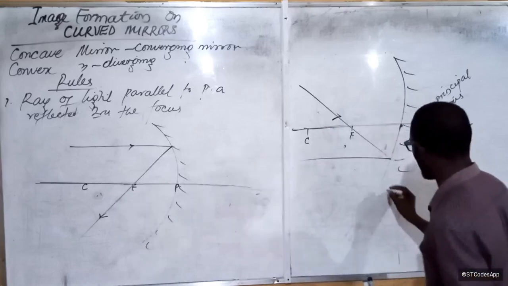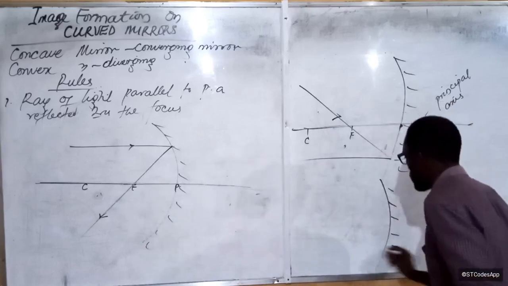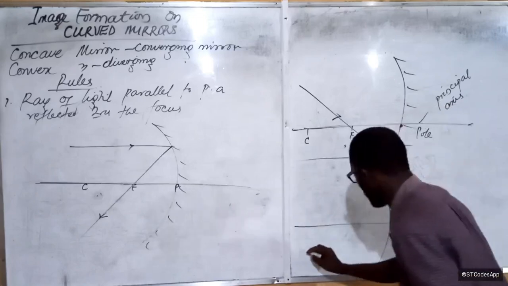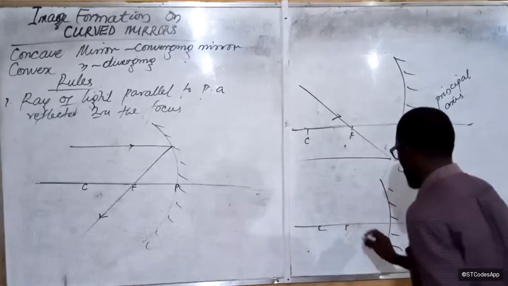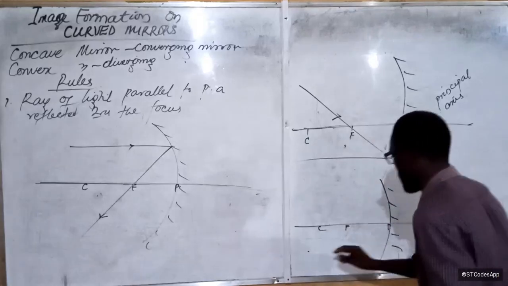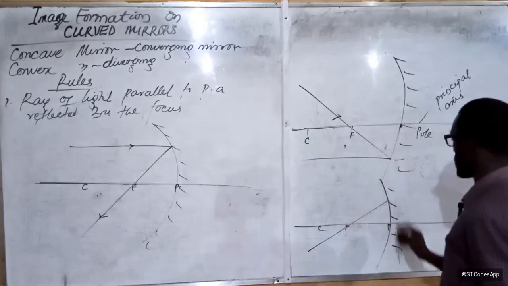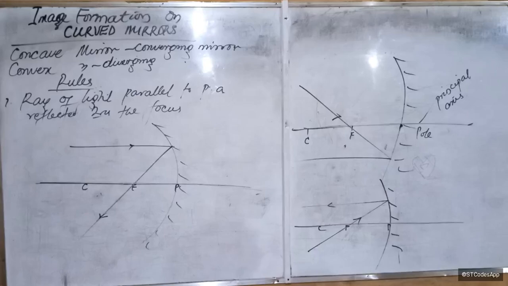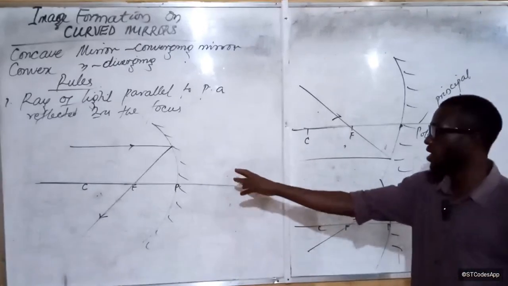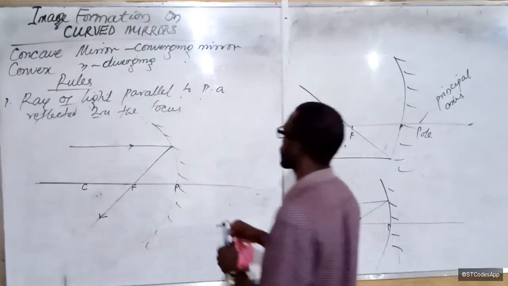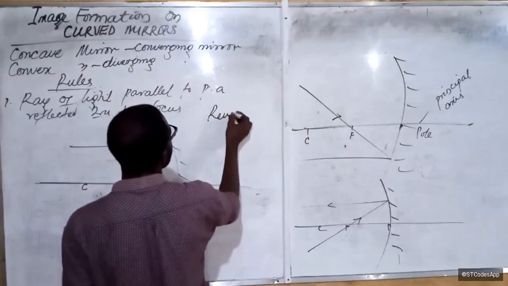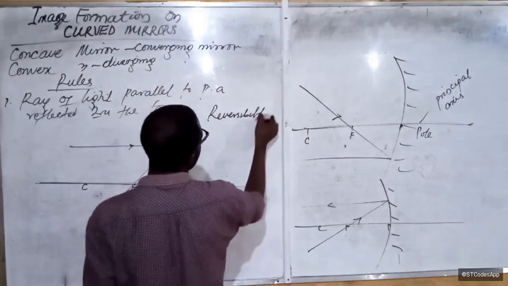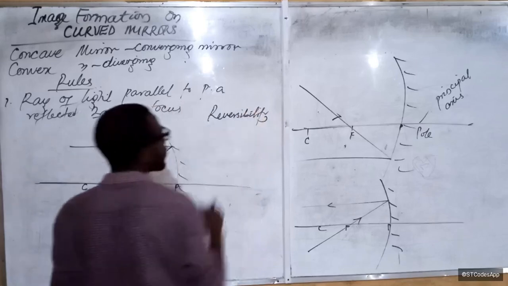Or you can draw it this way, such that your ray is coming from underneath as far as it is passing the focus from the beginning. Once it's passing the focus from the beginning, it's going to be reflected off in this direction. And what did you see? It is just the direct opposite of this. Is that okay? And that is so because of what is called the principle of reversibility of light.